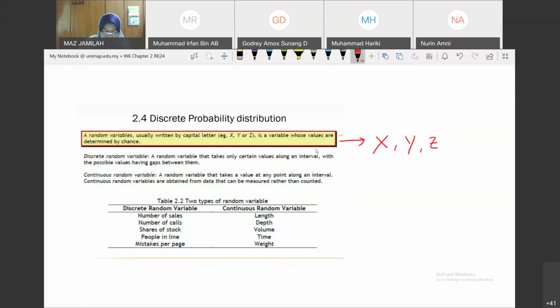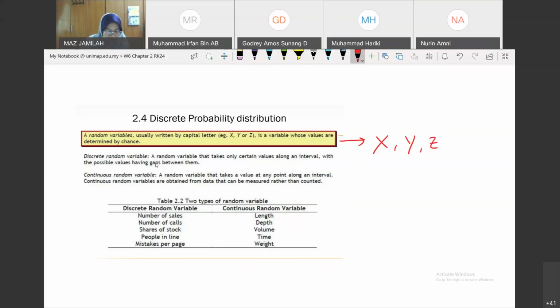It is a variable whose values are determined by chance. That is why we call it random, because the outcome will be determined by chance. If we are talking about tossing a coin, we know the coin is equally likely to land head or tail, which is 0.5 for each probability, meaning there is some probabilistic nature involved in the experiment.